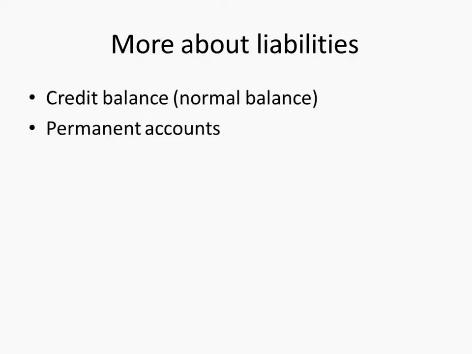More about liabilities. If assets have a debit balance, liabilities must have a credit balance, okay? And they are also permanent accounts, right? They don't disappear at the end of the year. Unfortunately, we can't say, as just an example, that your mortgage at the end of the year, well, the year is over, I don't owe that money anymore, right? Unfortunately, you still owe that money the next day, right?